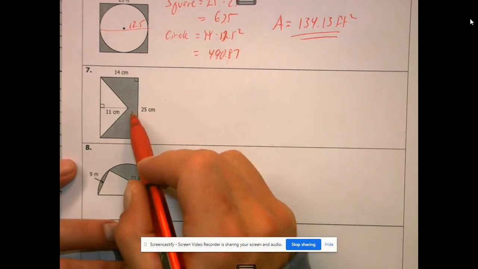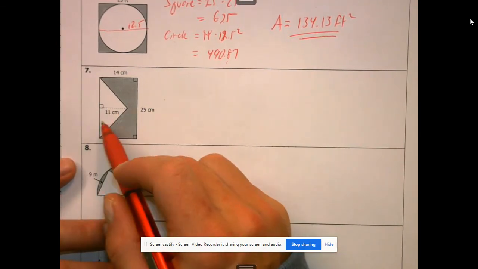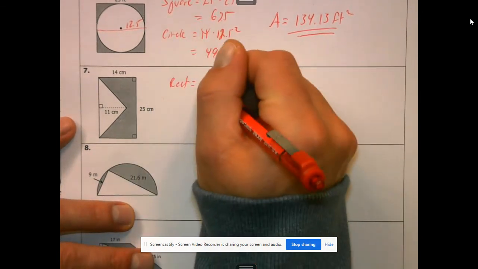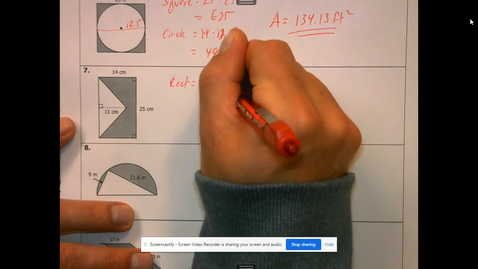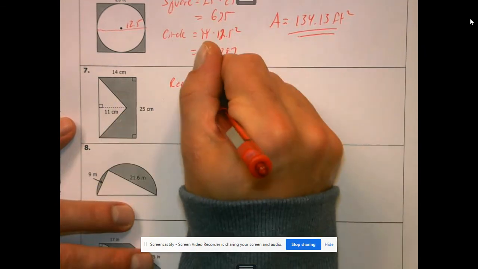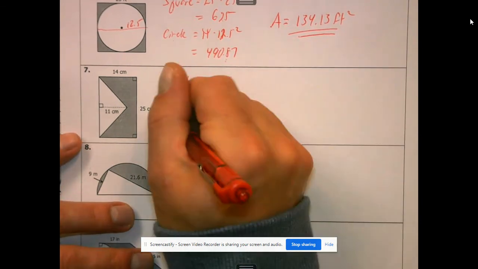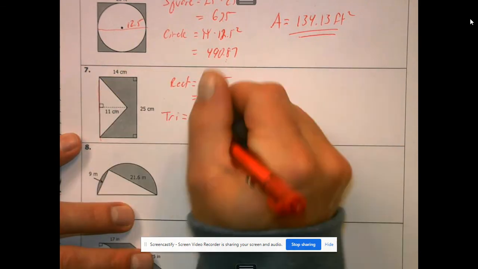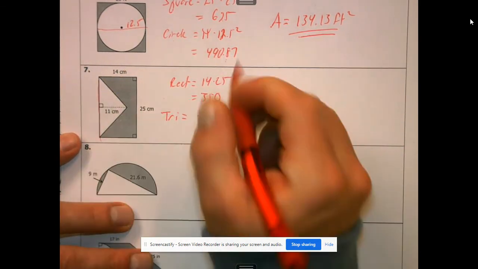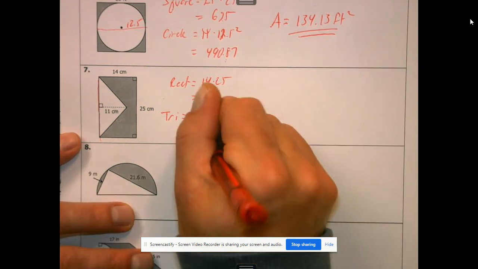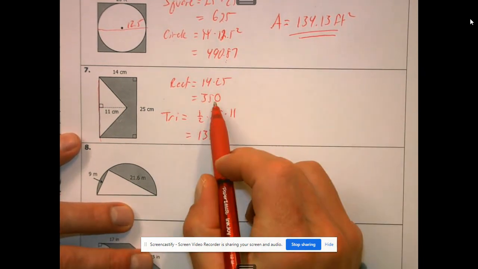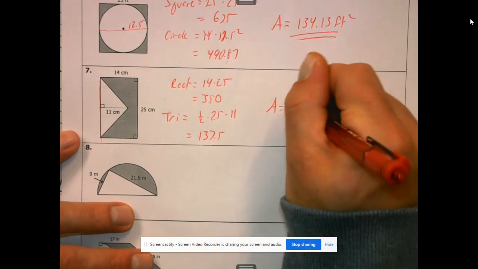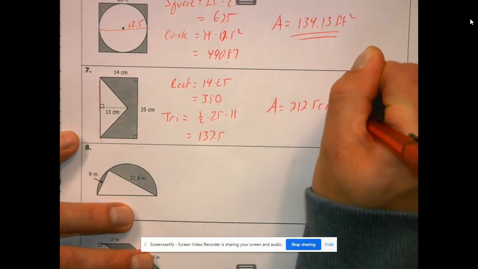All right, 7, you got a rectangle and a triangle, right? So it'll be rectangle minus the triangle. So first, we'll do the rectangle first. Remember, it's just base times height, length times width. 14 times 25, 350. Triangle. 1/2. Base, this whole piece over here is 25. And the height of that triangle is 11. 137.5. So here we go. Rectangle minus triangle. That comes out to be 212.5 square centimeters.